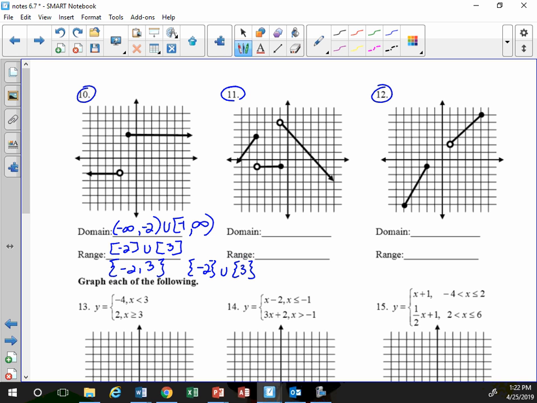Okay, 11, domain. What is the domain for this one? Yeah, it actually covers everything, right? It's got all these holes, but it doesn't matter. Okay. What about your range? With a parenthesis, right? Okay. Easy peasy.